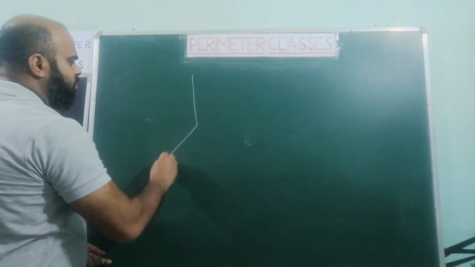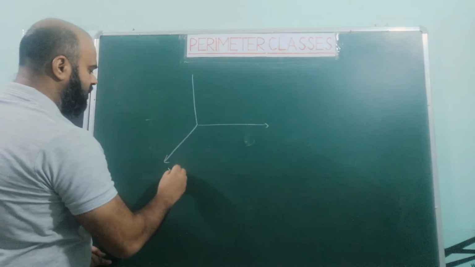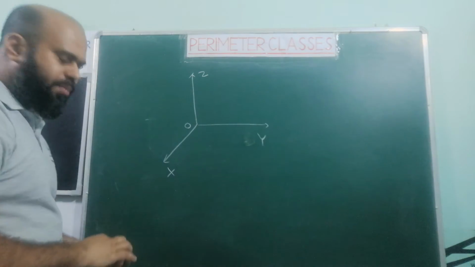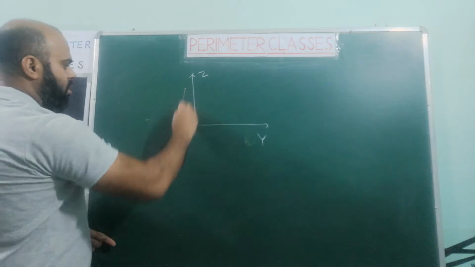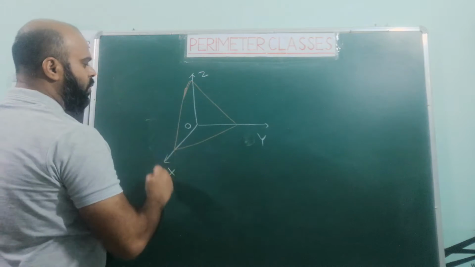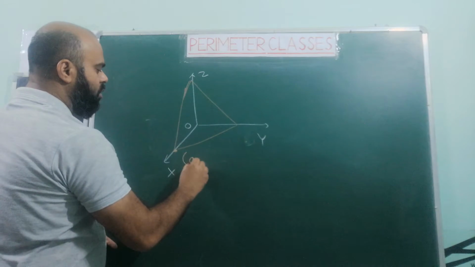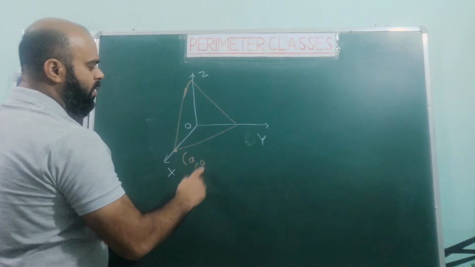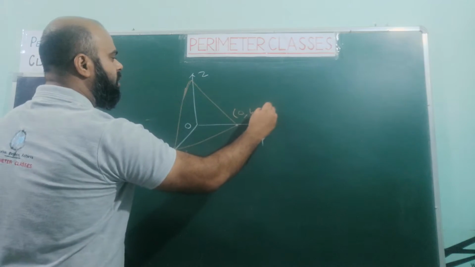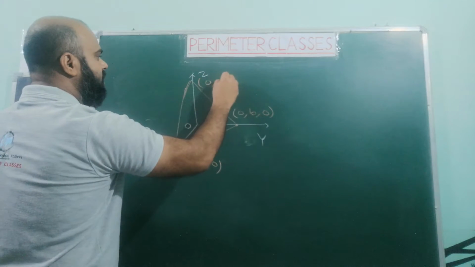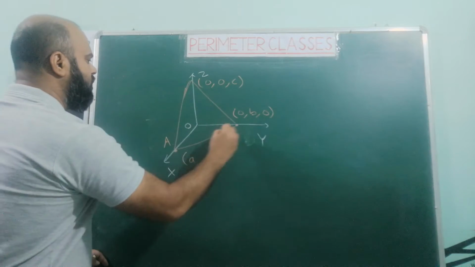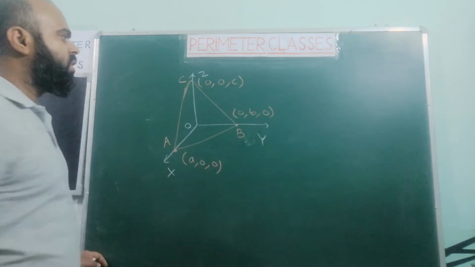Suppose we have these three axes given to us, x, y and z, and a plane is intercepting all these axes at some points. Suppose for the x axis it is intercepting at a, 0, 0. For the y axis it is intercepting at b, and for the z axis it is intercepting at c. So we have these three intercepts available to us.